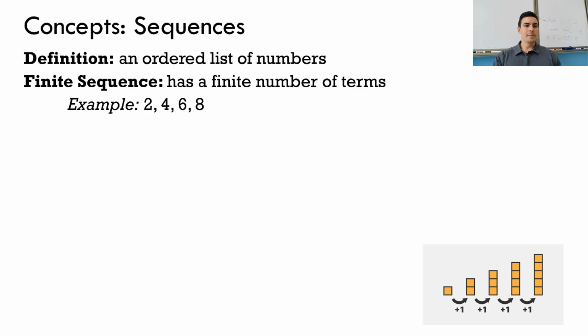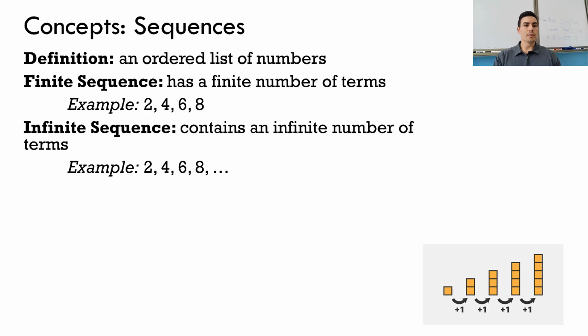Now we have two types. We have a finite sequence with a finite number of terms, or we have an infinite sequence with an infinite number of terms. And you can tell here that you have an infinite sequence with this ellipsis right here, a little dot, dot, dot. So here we have a sequence with 4 terms, 2, 4, 6, 8, and here we have a sequence with infinitely many terms. 2, 4, 6, 8 are just the first 4, and it's going to go on for an infinite number of terms.